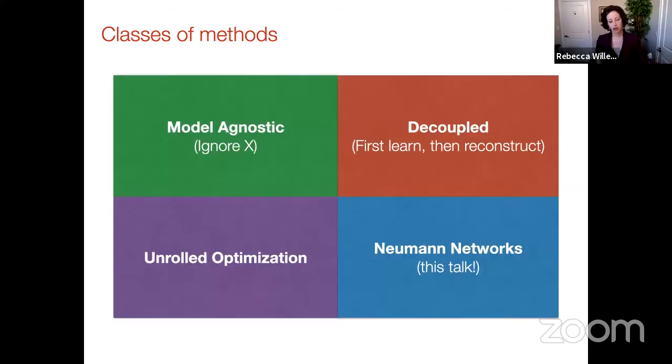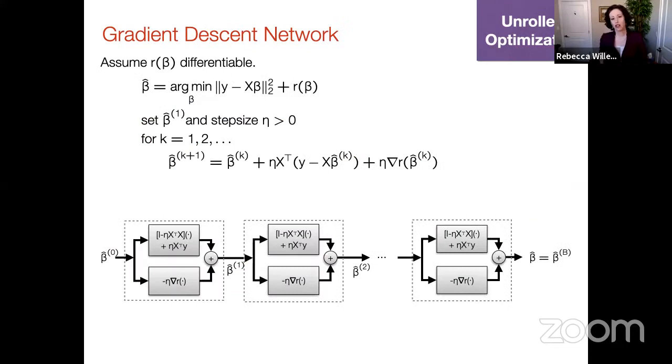So with that in mind, what I'd like to discuss now is the third category of approaches that we consider, which are unrolled optimization methods. These are methods that do incorporate this forward model X at every stage of the learning process. So in particular, let's again imagine that we knew our regularization function R of beta and think about how we might use that in order to come up with a reconstruction.